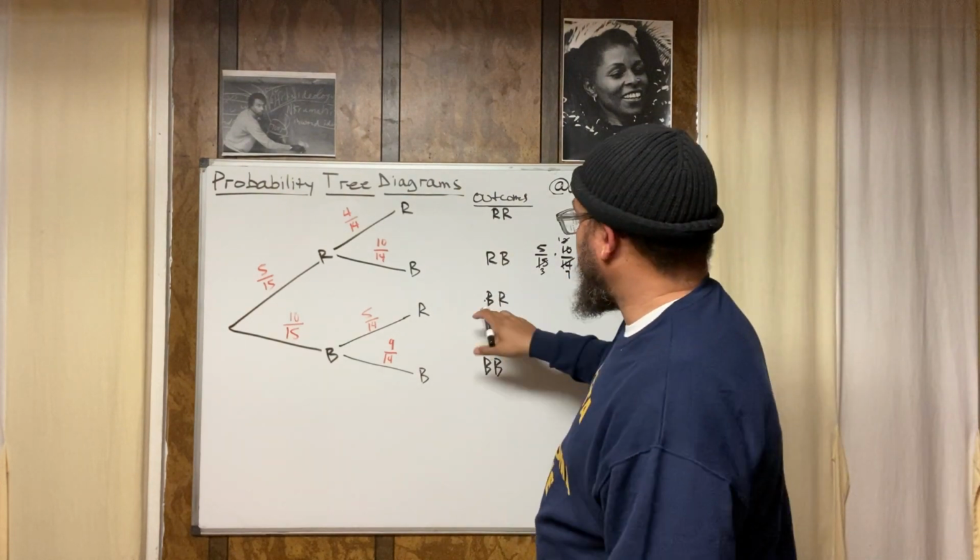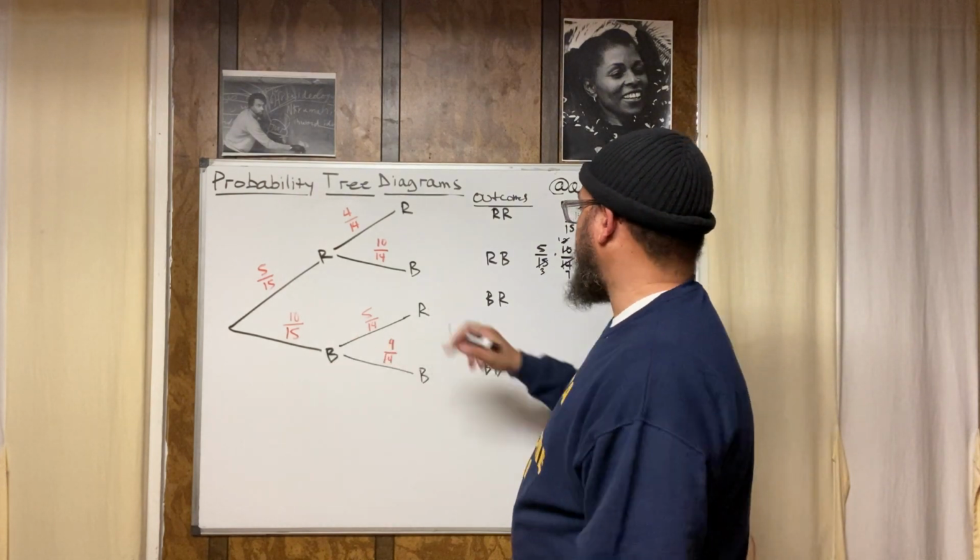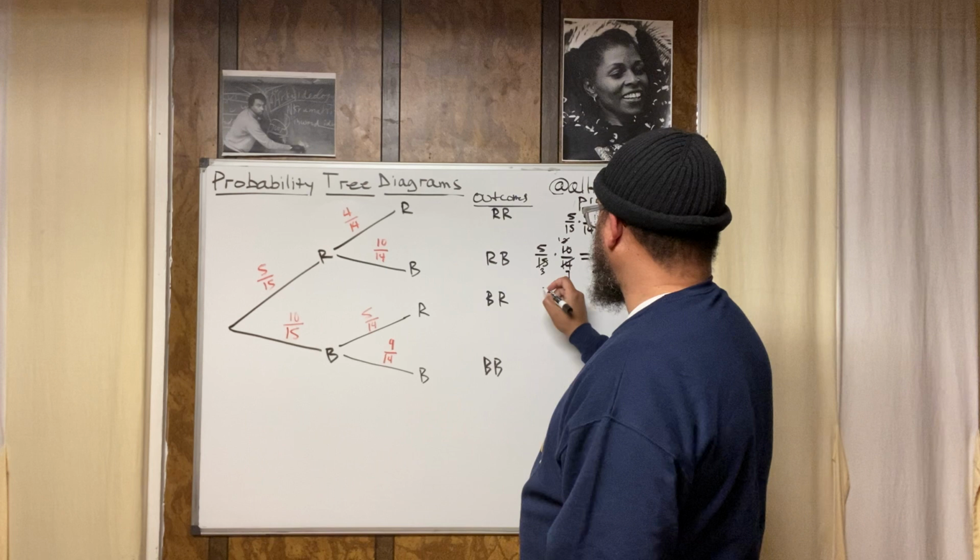All right? Now, what about this outcome? A blue marble, then a red marble. Now, the blue marble is 10/15.